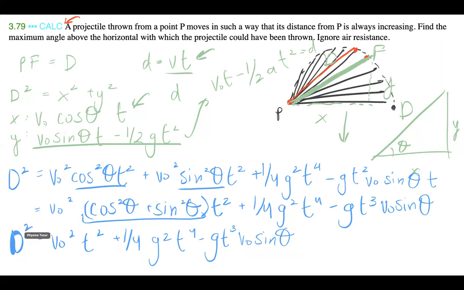Sorry. I'm just double checking with my notes to see if that's the same thing that I got. And it is. Yes, it is. Okay. So now one thing that we have to recognize in the problem is that the projectile is thrown from a point P, and it moves in such a way that the distance from P is always increasing. So oh, sorry, just going to erase this top portion.